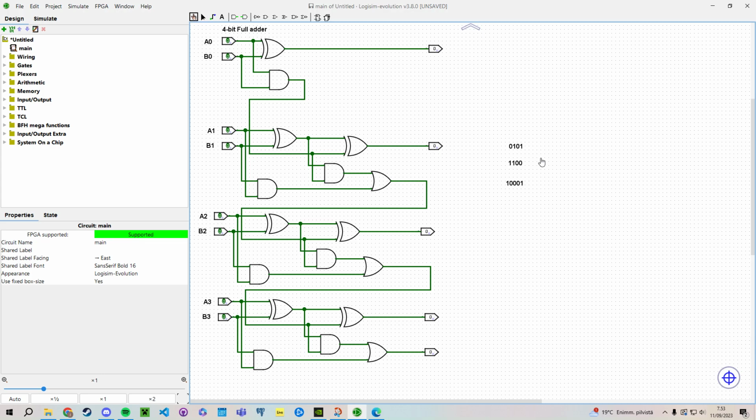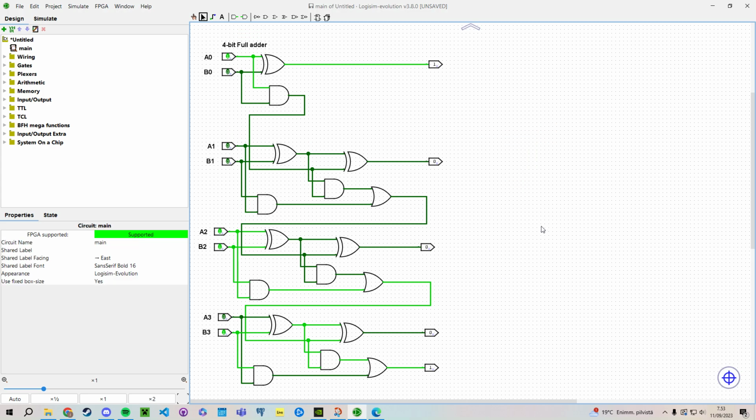Now let's try turning on these. So 0 1 0 1 and 1 1 0 0. So we get the sum, which is 1 0 0 0 1. And yeah, that is correct. Or at least the number we also got.